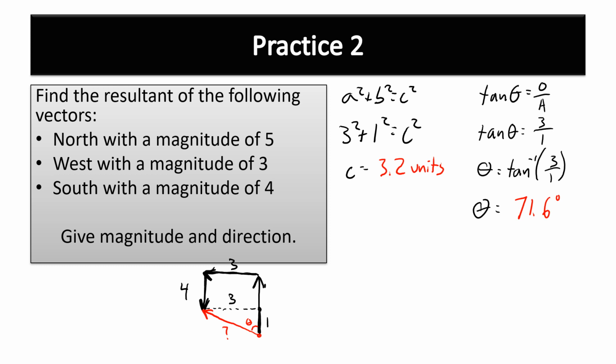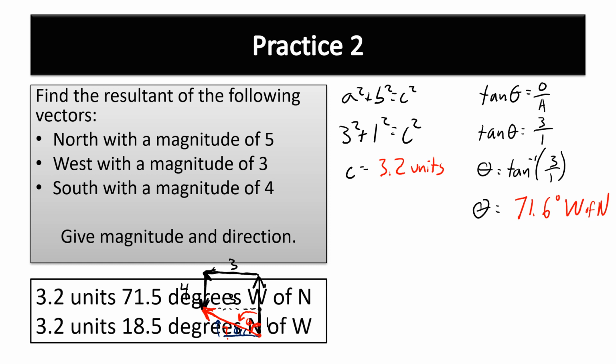Is that 71.6 degrees? What direction is this going? First of all, this is going west and it's going north. So is it 71.6 degrees north of west, or is it 71.6 degrees west of north? Think about it. The angle's here, so it's telling me I'm going this many degrees west from the northern direction. And if you found this angle instead, you would be going up. You would be going that many degrees north from west, and I think I have it written down here. Yeah, so it would only be 18.5 degrees north of west.